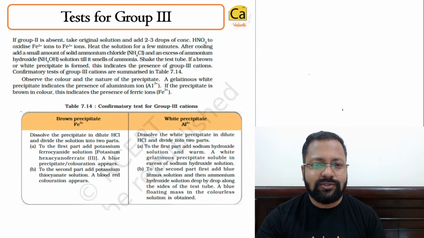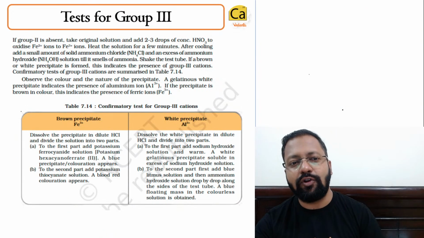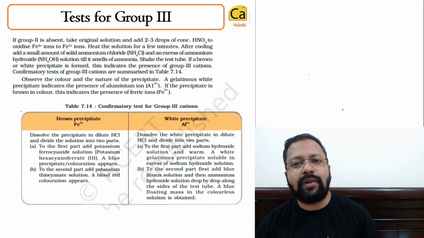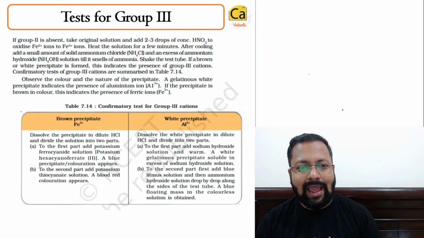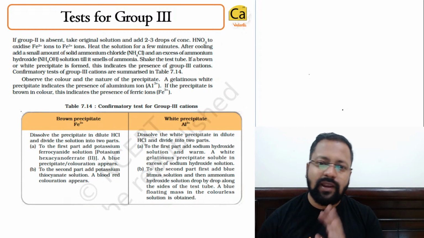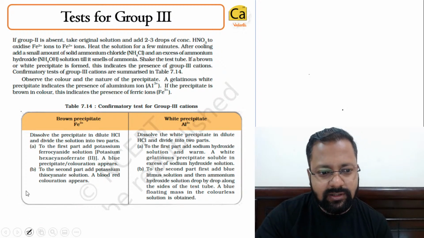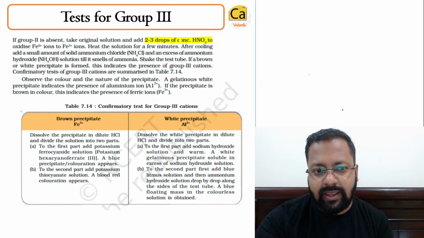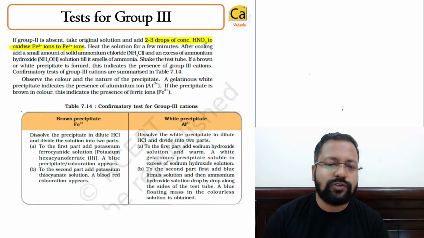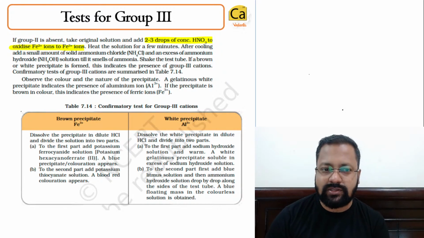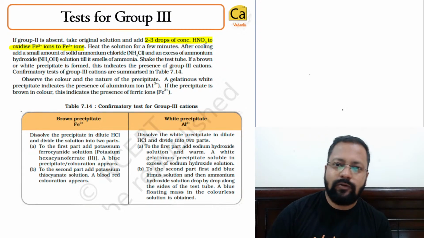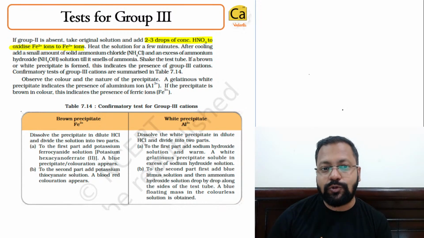Okay, so let's look at the test for group 3. What you do is, to the filtrate that you obtain from group 2, you add a few drops of concentrated nitric acid. Now why is nitric acid being added? Nitric acid is being added so as to oxidize any Fe2+ present in the solution into Fe3+. Okay? Now you cool and then you boil the solution.